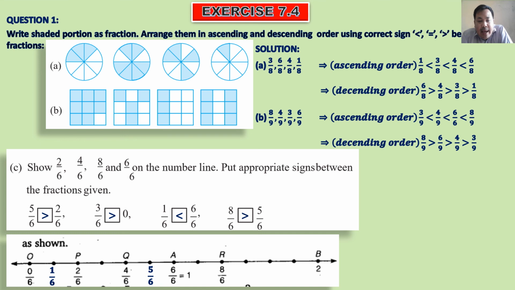Yes, that means 8 by 6 is larger than 5 by 6. So here is the answer, the solution for question number 1.